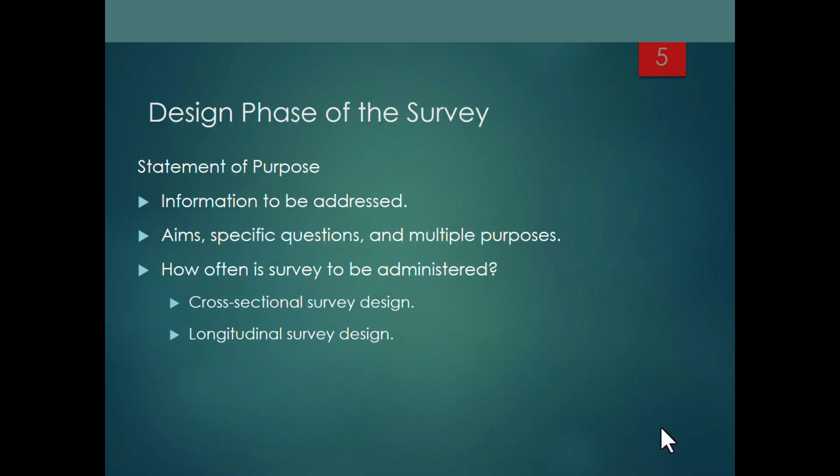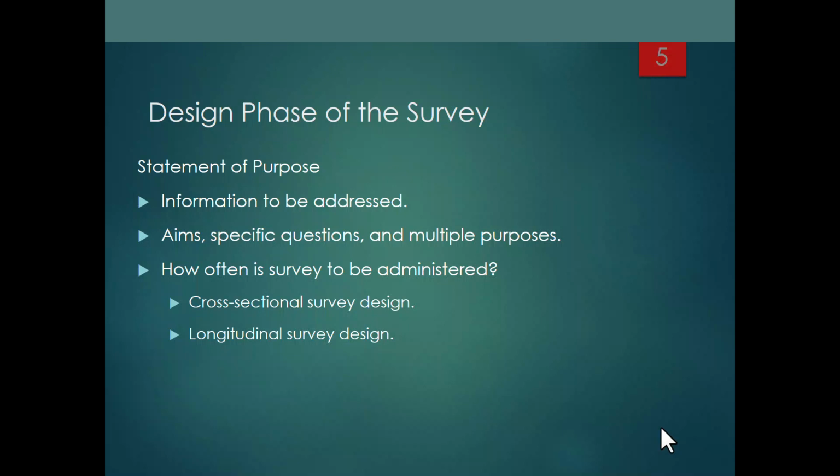So in designing your survey, you have to think about the purpose, right? What is your purpose? What's the statement of purpose? What information should be addressed? So the first step is to consider what information or data the survey needs to address. What are the study's aims? What specific questions does it intend to answer? A survey can have multiple purposes, so the purpose informs all stages of the survey design process.